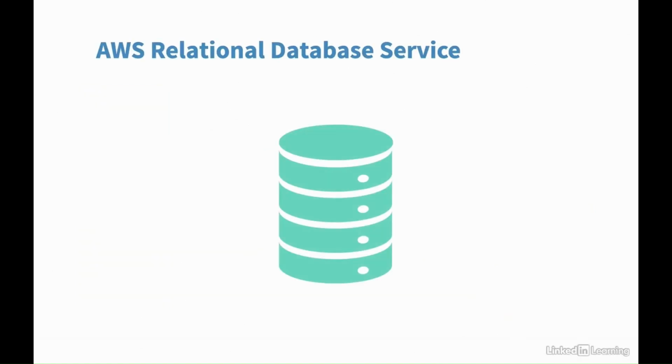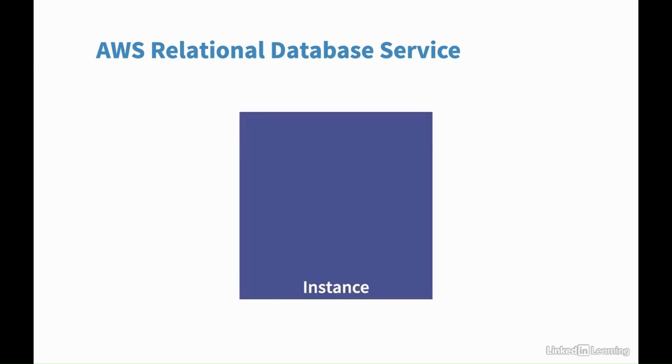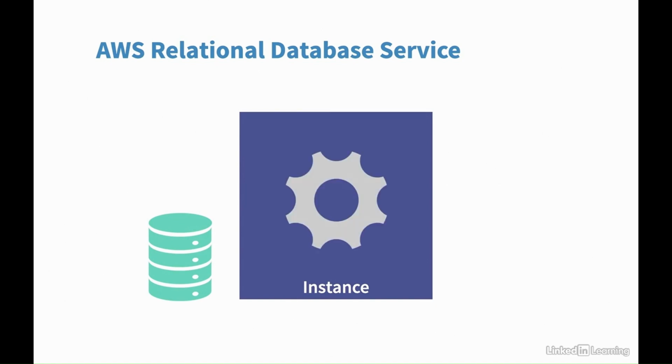AWS's Relational Database Service, or RDS, can take a lot of work off your hands when it comes to relational databases. Without RDS, deploying a database to AWS can be a rather involved process. You'll provision an EC2 instance, attach storage, say using one of the services we've discussed like EBS, EFS, or FSx, and then you'll have to install and configure the database instance yourself.